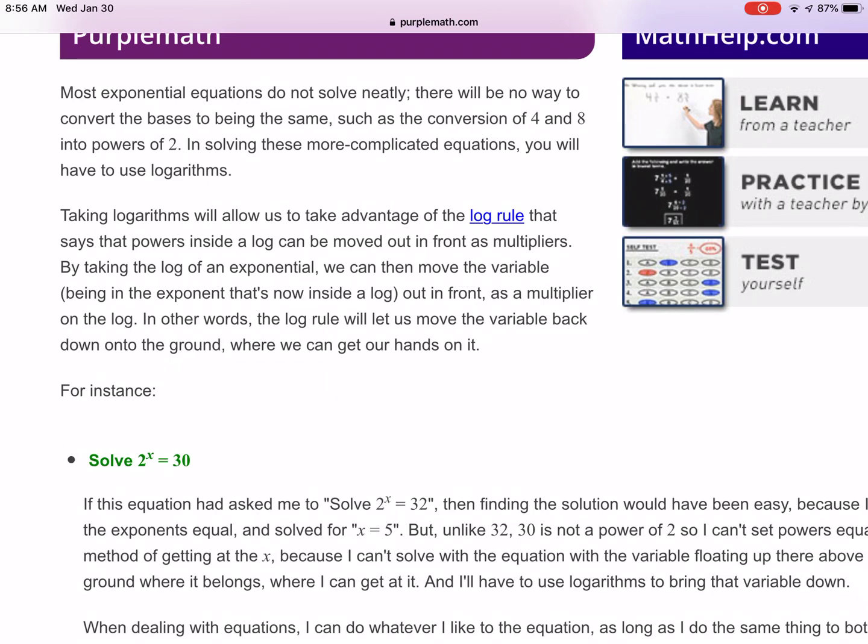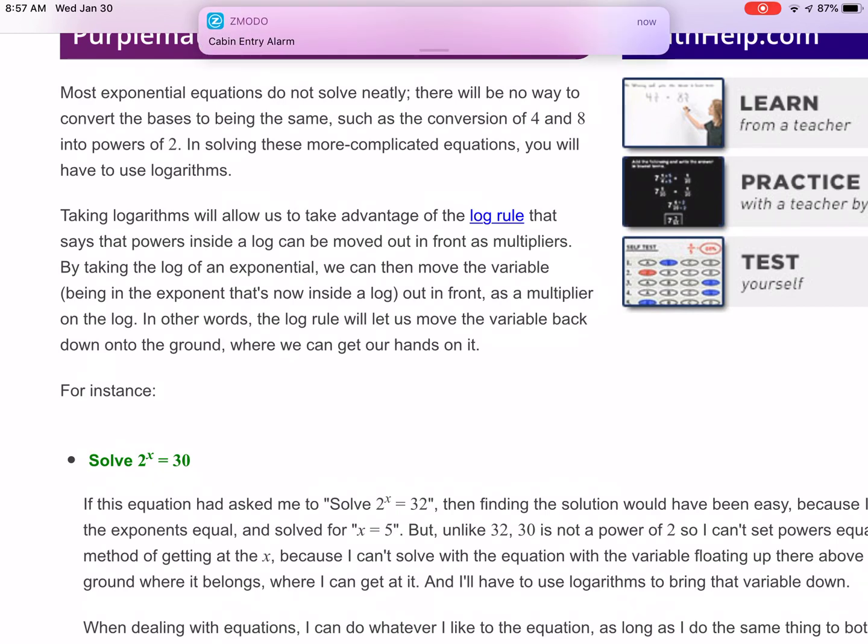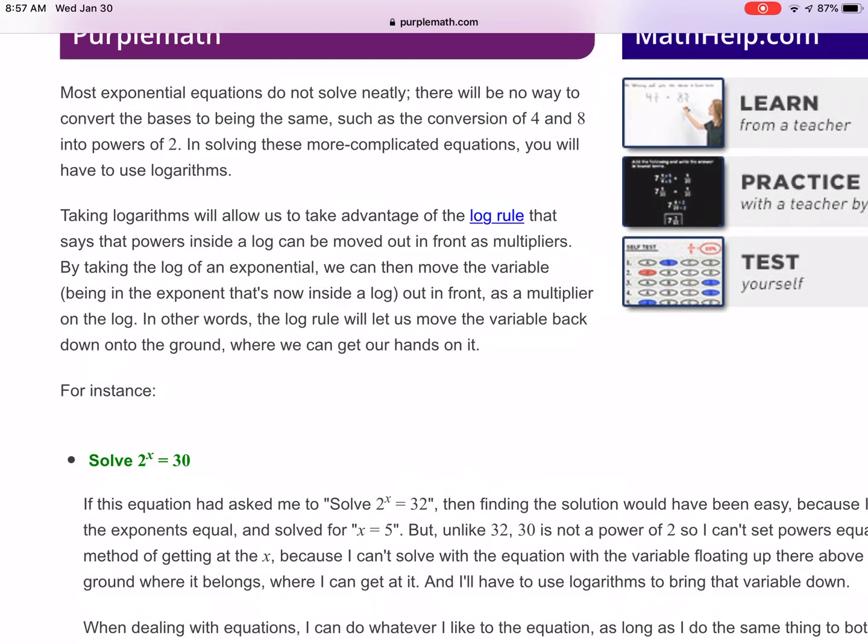So addition puts things together. Multiplication sets them in groups of the same. Okay, and we learned that exponents is just repeated multiplication. Logarithms are just the opposite of exponents. Okay.